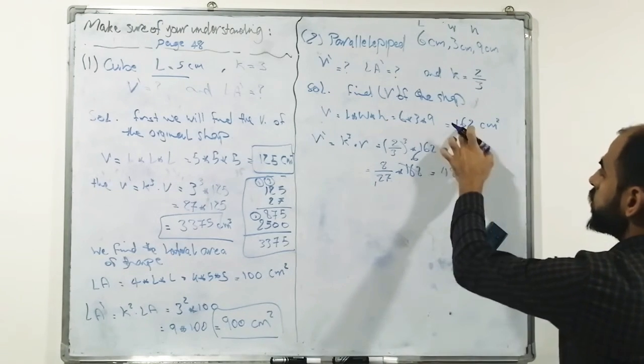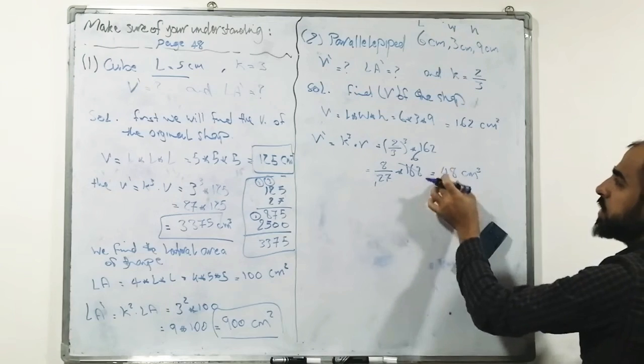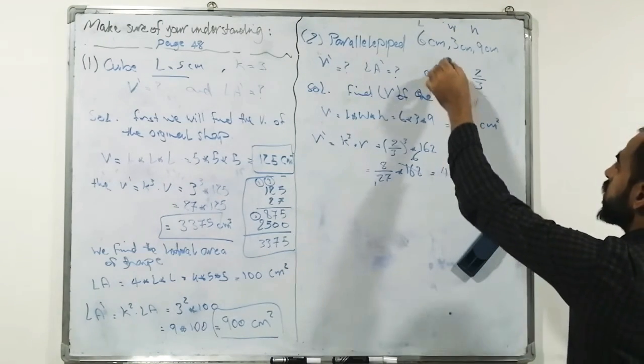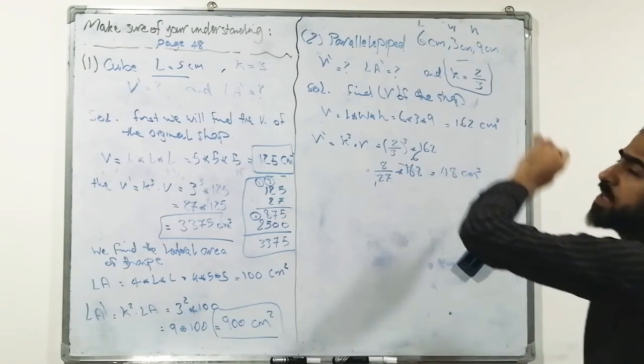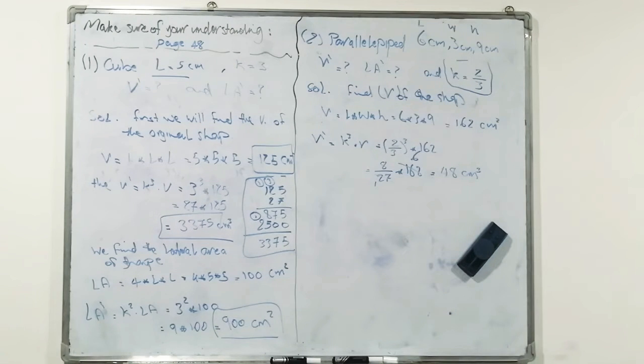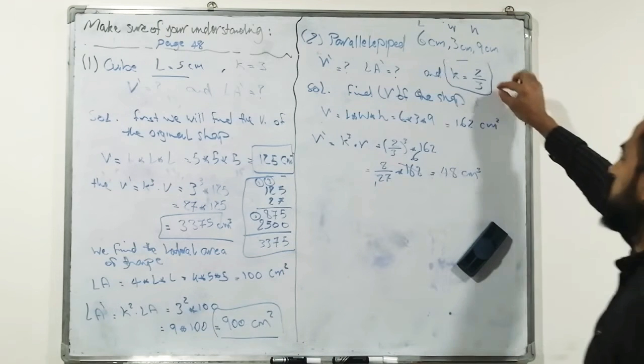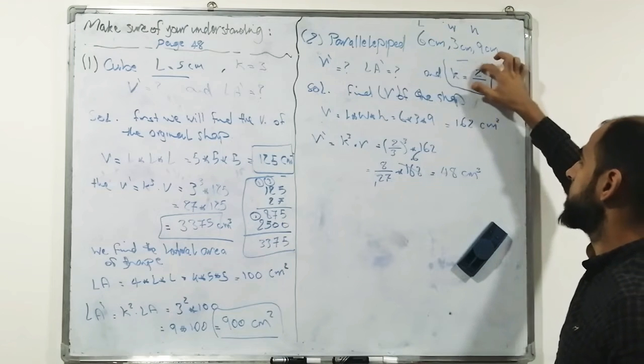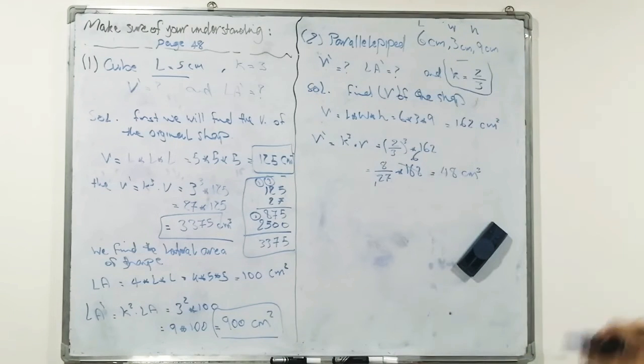Here we have the original volume greater than the volume after the dilation. Why? Because the dilation coefficient is less than 1. 2 over 3 is less than 1. Why? Because in a fraction, if the denominator is greater than the numerator, that means it is less than 1.